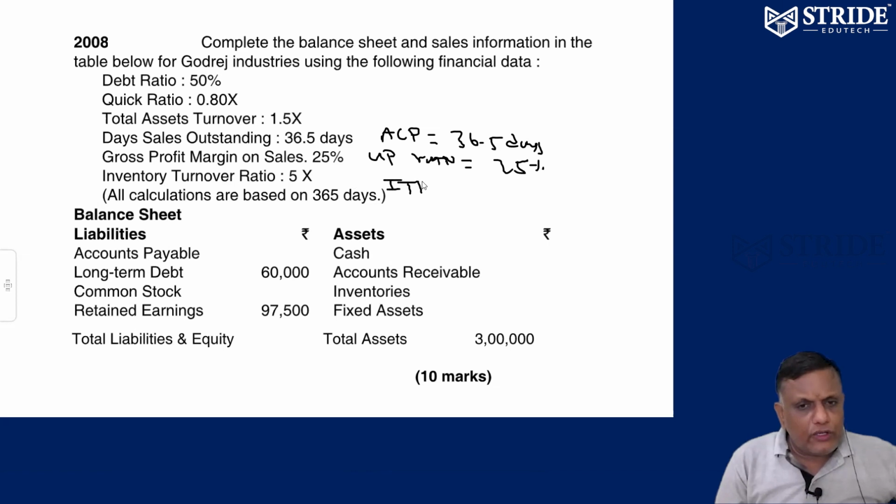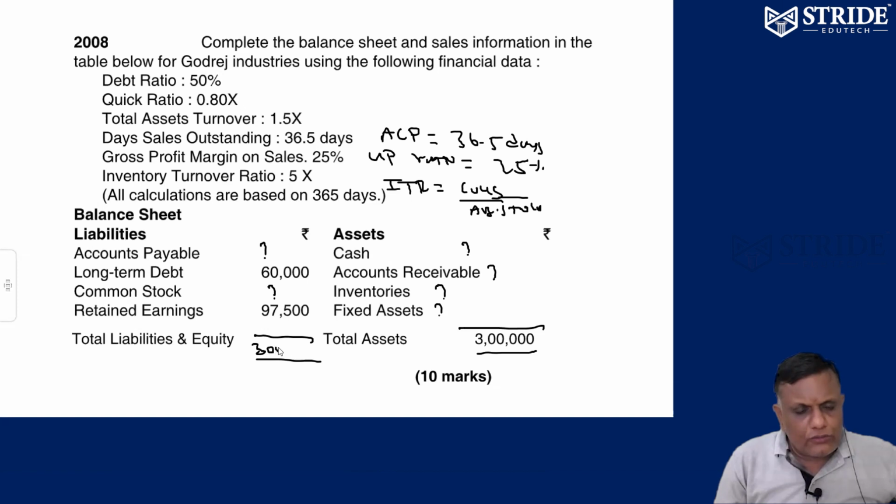Next, inventory turnover ratio is equal to 5x, that is COGS by average stock. One year is equal to 365 days. Accounts payable, question mark. Long term debt given. Common stock, share capital, question mark. Retained earnings given. Total liability and equity, question mark. Cash, question mark. Accounts receivable, question mark. Inventory, question mark. Fixed assets, question mark. Total asset is equal to 3 lakhs.